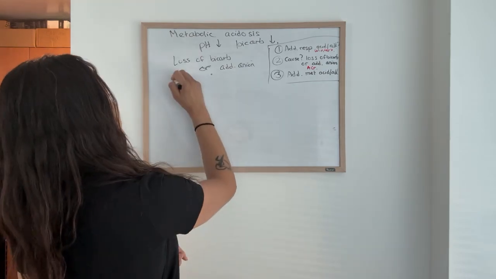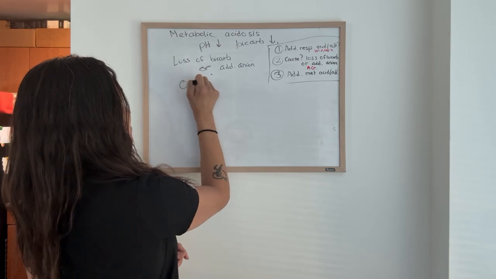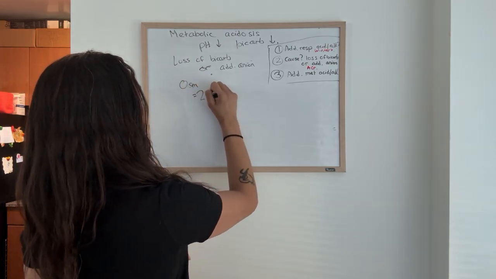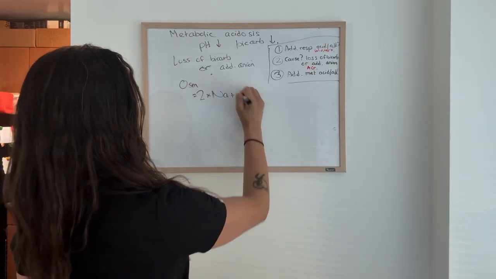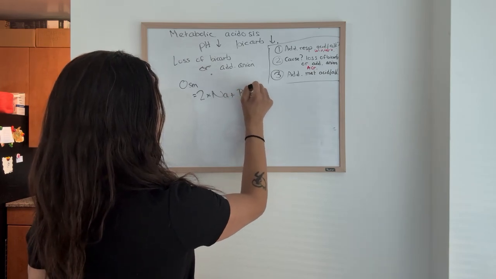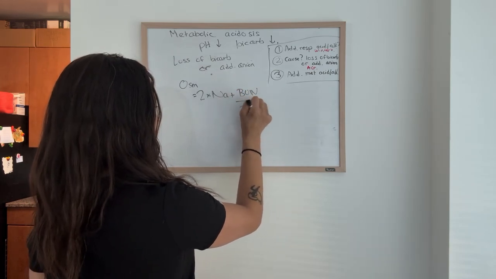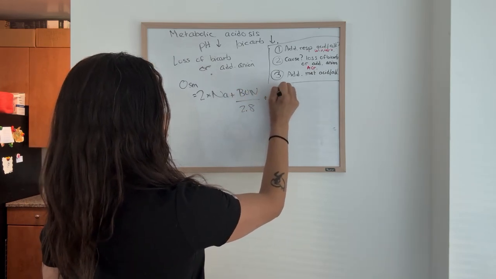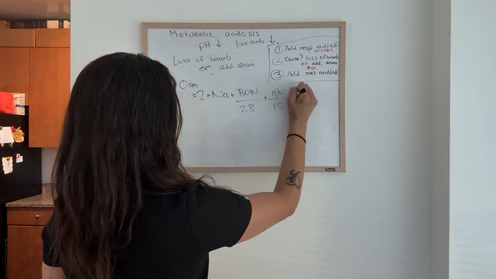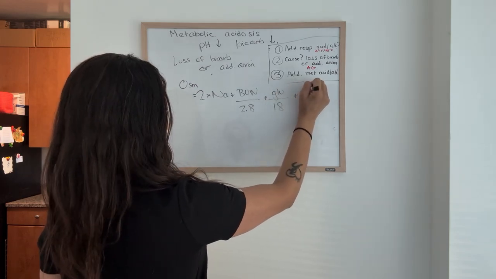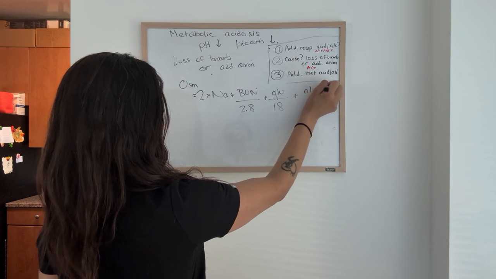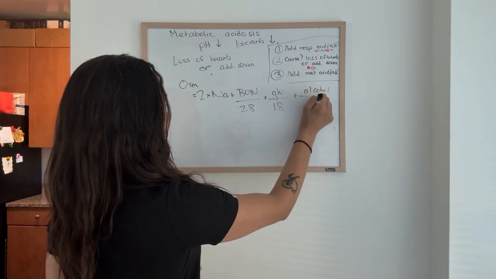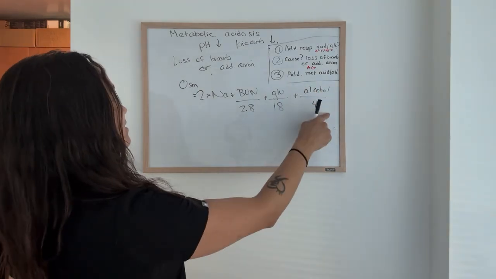So the calculation for your osms is 2 times the sodium plus BUN divided by 2.8 plus glucose divided by 18. And then, in case you happen to have any ethanol in the system, you also gotta account for that. Alcohol divided by 4.